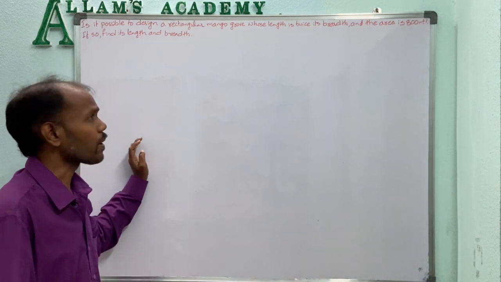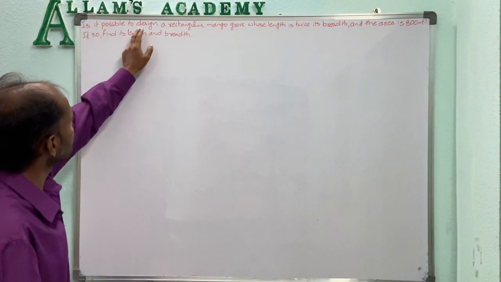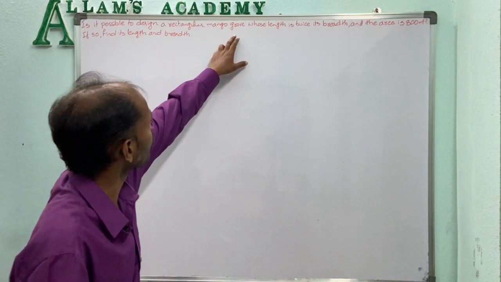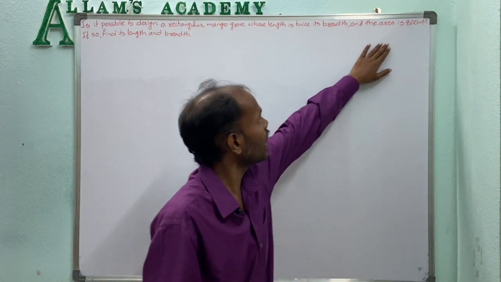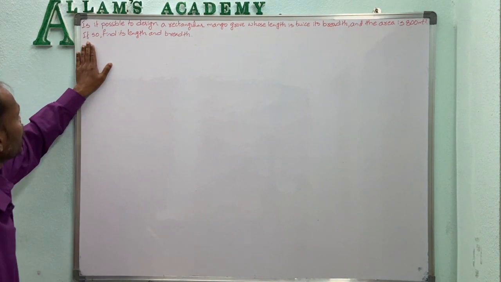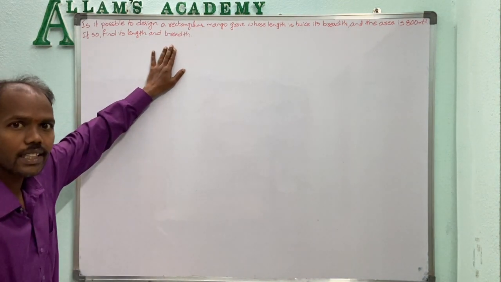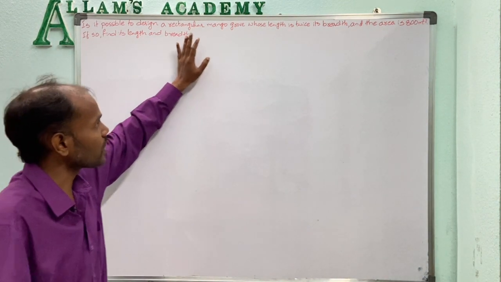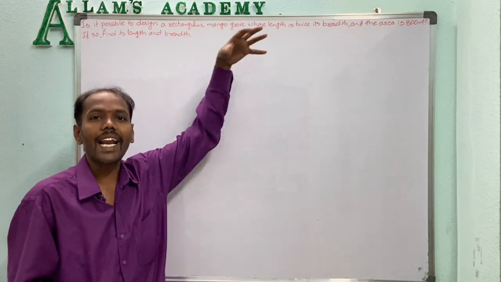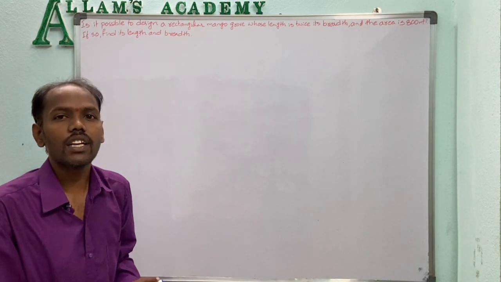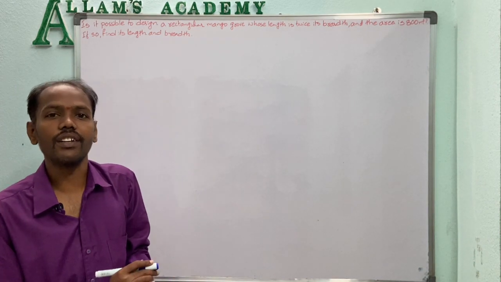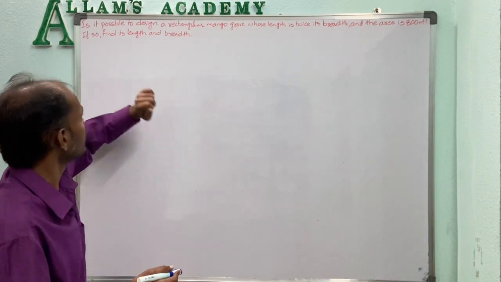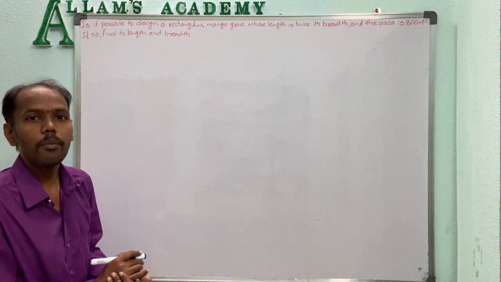Here the given problem is: is it possible to design a rectangular mango grove whose length is twice its breadth and the area is 800 meters square? If so, find its length and breadth. So first we write the given information as a quadratic equation, then find the nature of the roots. So is it possible? Then find its length and breadth.